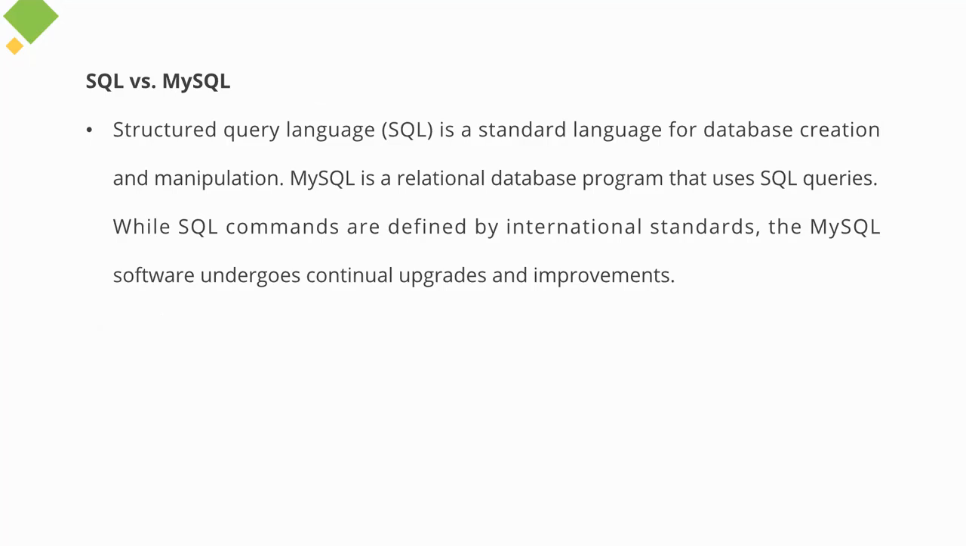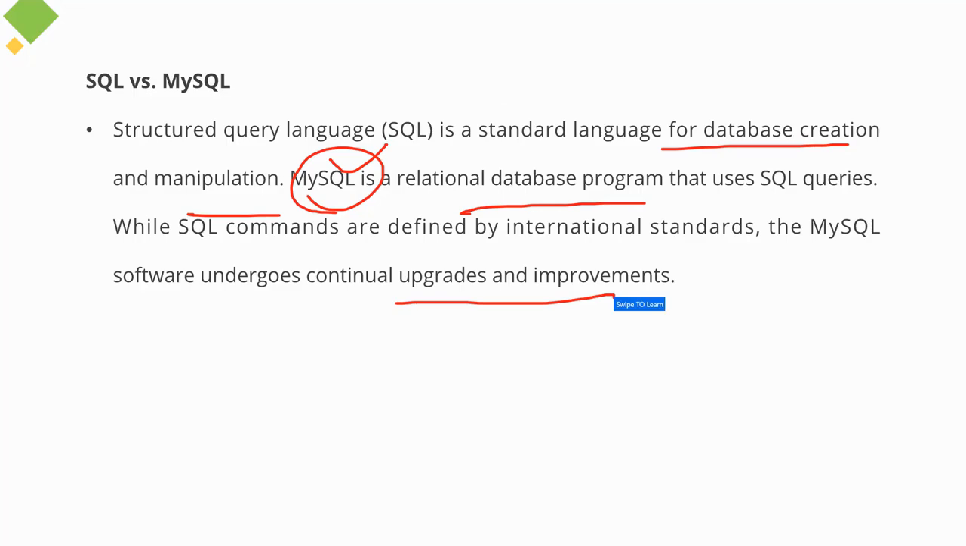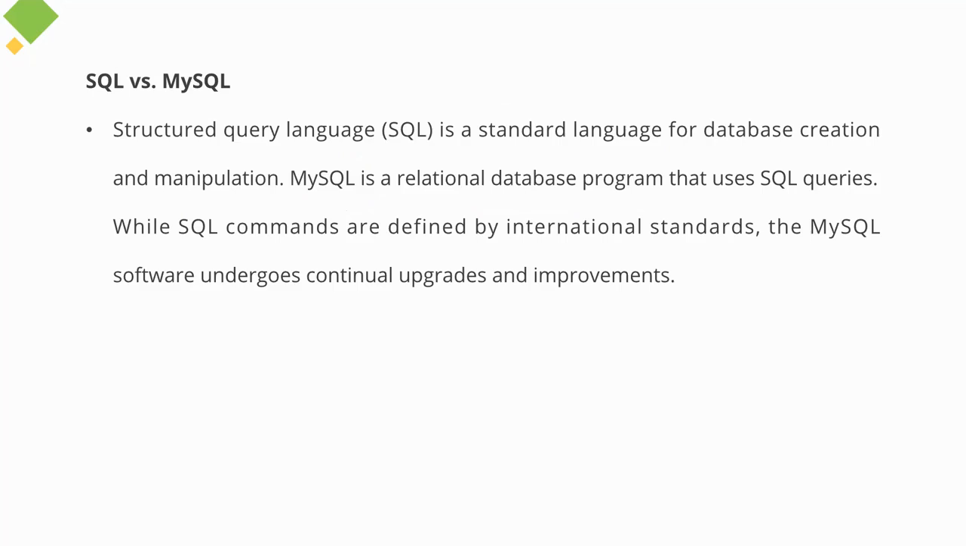So the main difference between SQL and MySQL is that SQL is used for the database creation, querying, and manipulation, whereas MySQL is a relational database program that uses SQL. The MySQL software uses SQL, and also undergoes continuous upgrades and improvements. So this is the primary difference. SQL is a query language. It's not a programming language, it's a query language. And MySQL is a software which uses SQL.